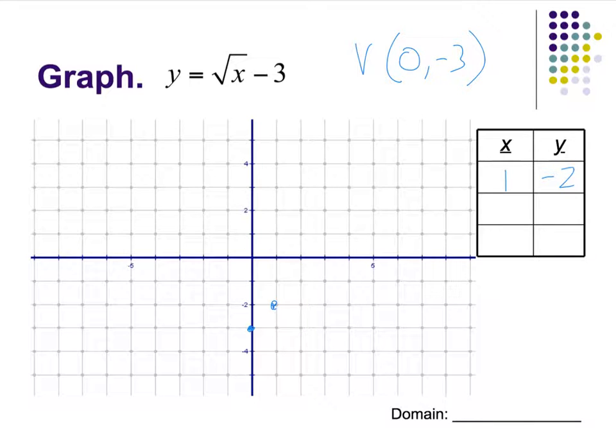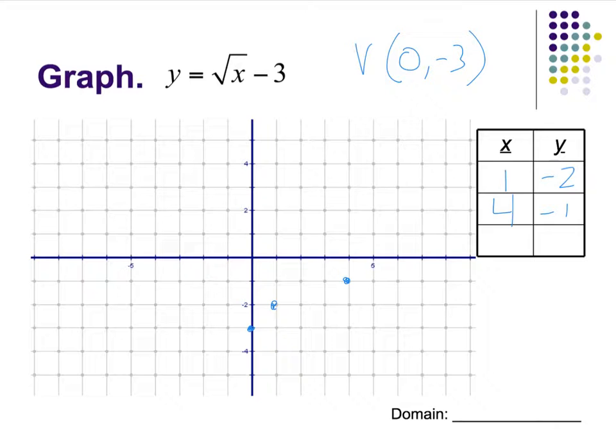Then I need to pick another one. Well, if I pick 2, the square root of 2 is a decimal, the square root of 3 is a decimal as well. But wait, 4. If I pick 4, the square root of 4 is 2, and 2 minus 3 is -1. So then I have 4, -1. There's my next point.